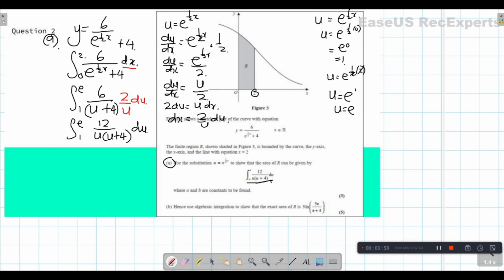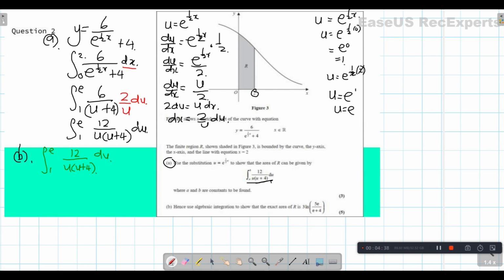Now for part B. I'll use a different color. For part B, we have: hence use algebraic integration to show that the exact area of R is e ln of 5e over e plus 4. So we have integrating, with limits 1 to e, 12 over u plus 4. This can be integrated by using partial fractions.